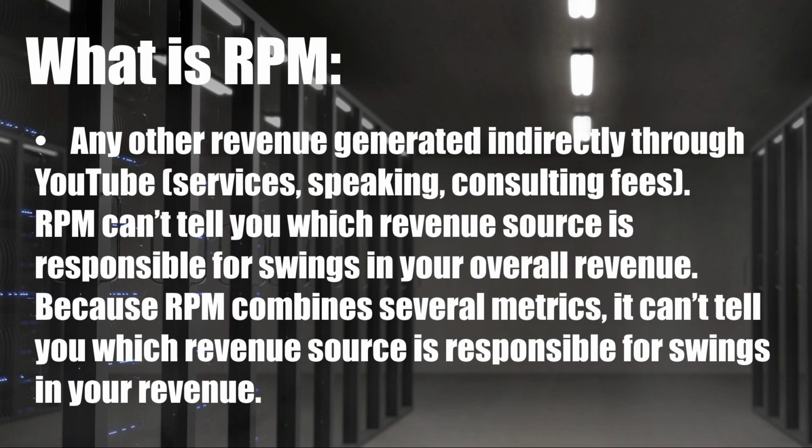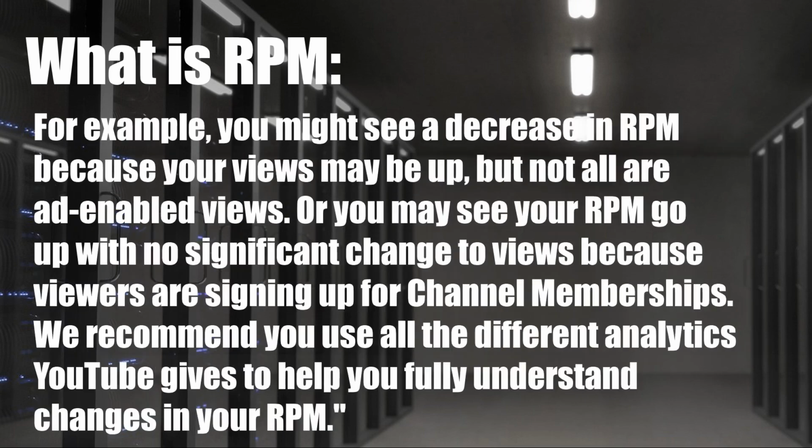RPM can't tell you which revenue source is responsible for swings in your overall revenue. Because RPM combines several metrics, it can't tell you which revenue source is responsible for swings in your revenue. For example, you might see a decrease in RPM because your views may be up, but not all are ad-enabled views. Or you may see your RPM go up with no significant change to views because viewers are signing up for channel memberships. We recommend you use all the different analytics YouTube gives to help you fully understand changes in your RPM," end quote.